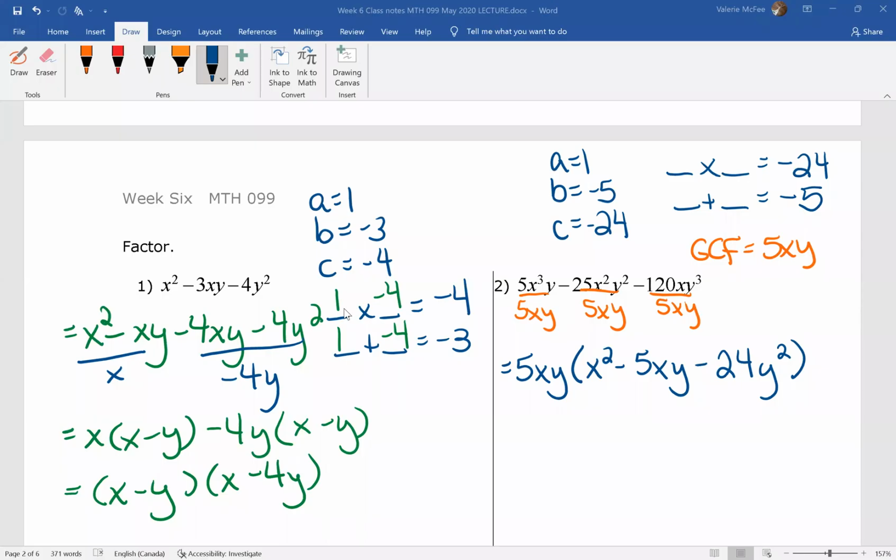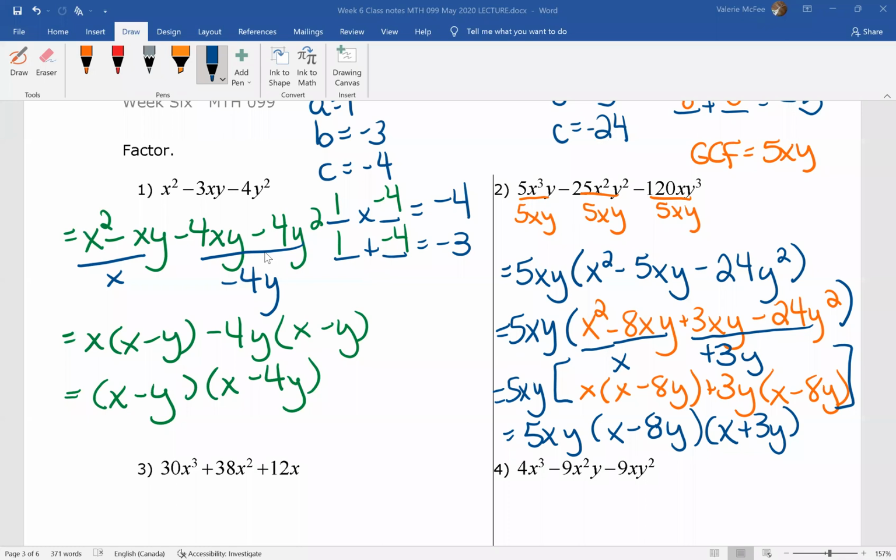So for question 2, there was a greatest common factor of 5xy. We divided each term by the greatest common factor. And now I'm looking for two numbers that multiply to -24 and add to -5. We used -8 and +3 to split the middle term, and then factored by grouping.